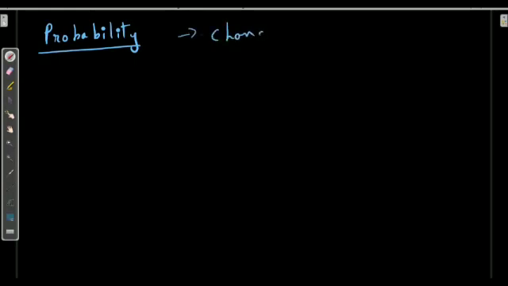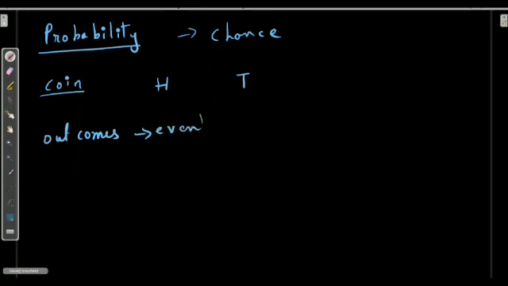Now come to the next topic, that is probability. Probability means chance. What is the chance of something happening? And we have to calculate the chance mathematically. Suppose I take the example of a coin. The number of outcomes of a coin is 2, that is, one is head and another is tail. So there are 2 outcomes. The outcomes are called events.